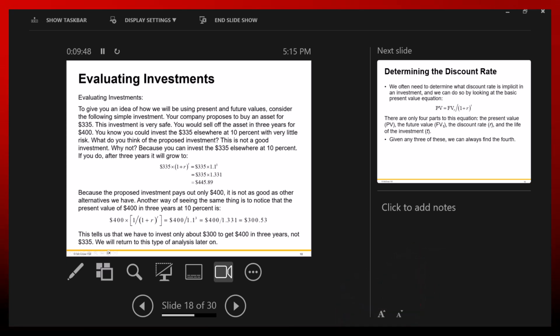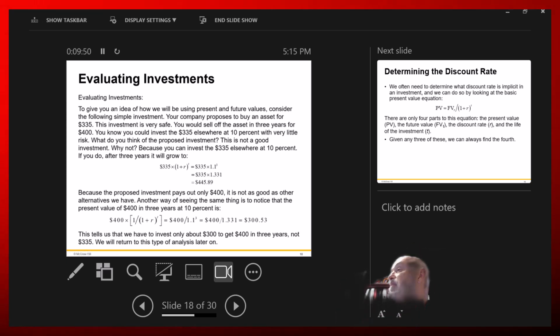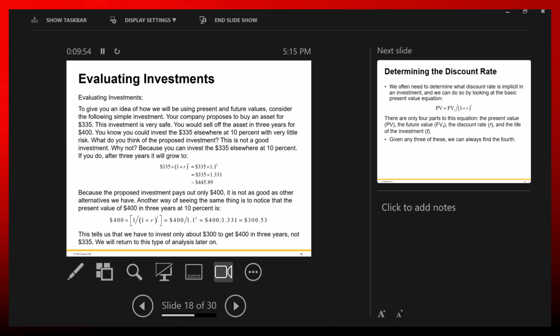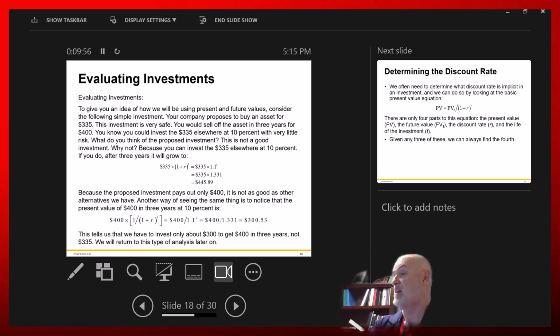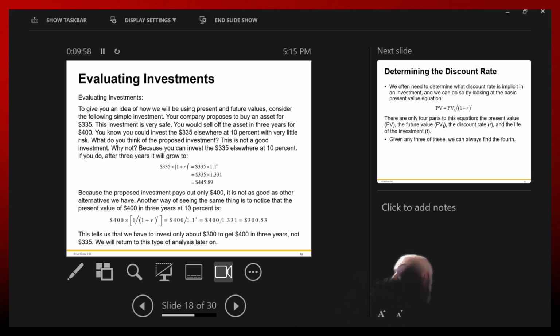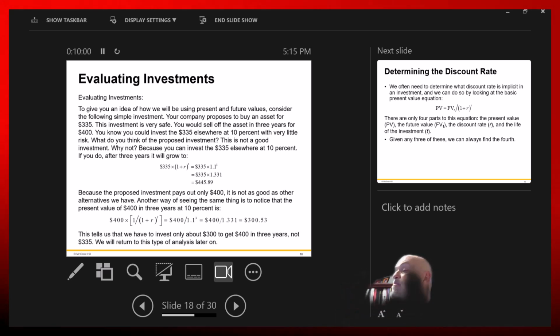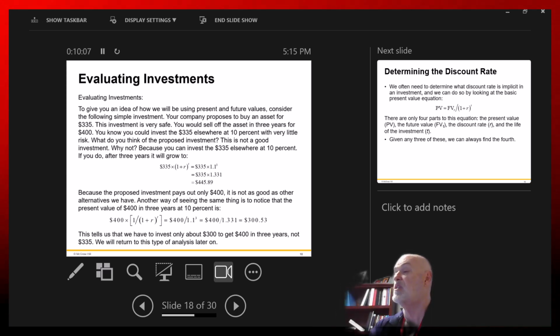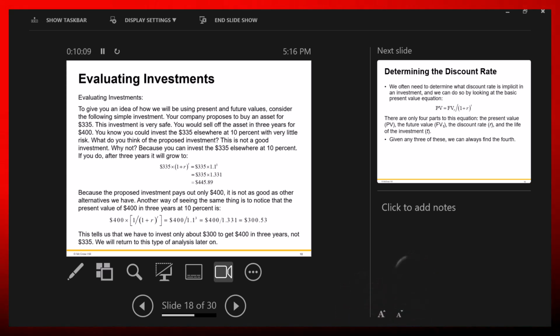Evaluating investments. To give you an idea of how we'll be using present value and future value, consider the following simple investment. Your company proposes to buy an asset for $335. This investment is very safe. You would sell off the asset in 3 years for $400. You know you can invest the $335 elsewhere at 10% with very little risk. What do you think of the proposed investment?